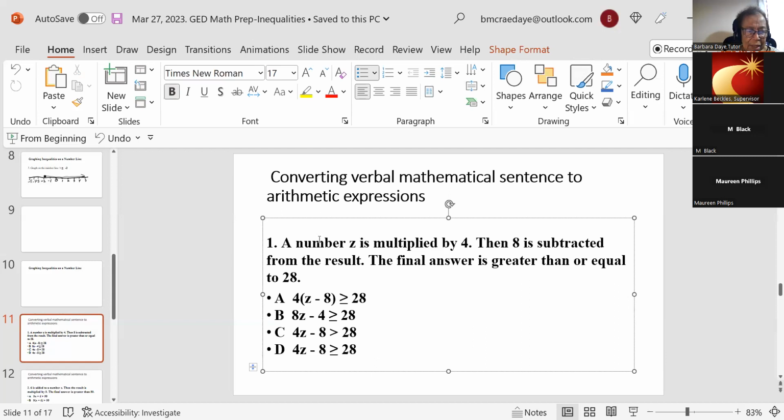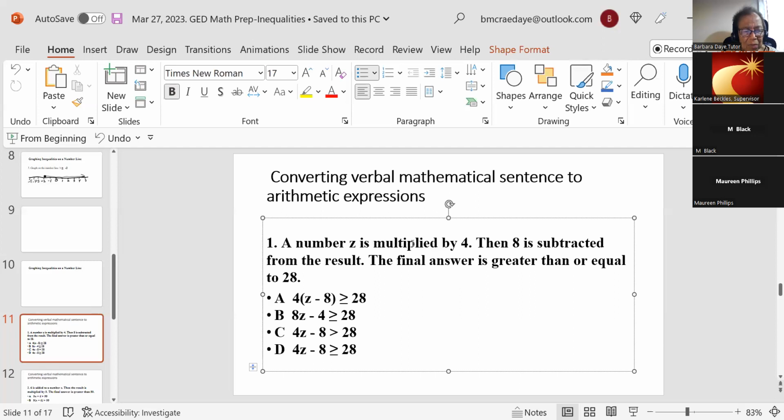What is that in math terms? That's verbal. What would that be in math terms? A number Z is multiplied by 4. In math terms, that means Z is a number that is multiplied by 4 to get another number. What would it look like? Tell me the expression that matches this, the math expression.